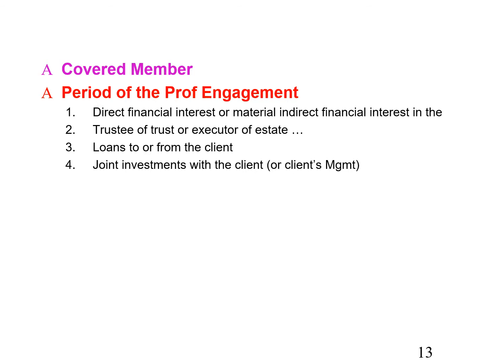Part A, covered members, period of the engagement. Covered members during the period of the engagement may not have a direct financial interest in the client or a material indirect financial interest in the client. They can't be a trustee of a trust or executor of an estate that has a financial interest in the client. They cannot have loans to or from the client. They cannot have joint investments with the client or the client's management.